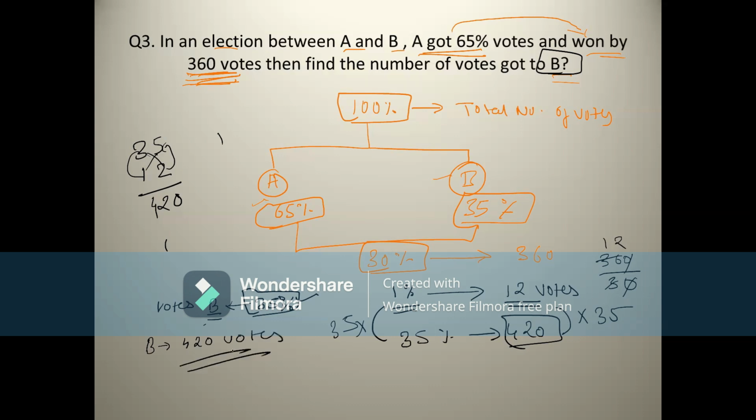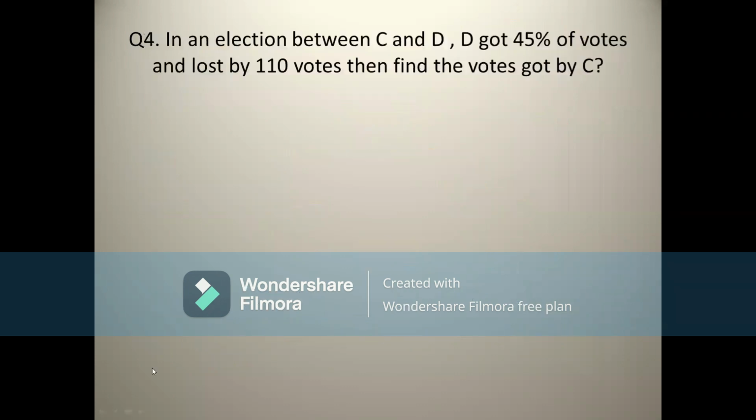Are you getting my point? The number of votes B gets will be 420 votes. Yes or no? Okay. Next question. What have they asked? In an election between C and D, D got 45% of the vote and lost by 110 votes. Find the votes got by C. Okay. Same.